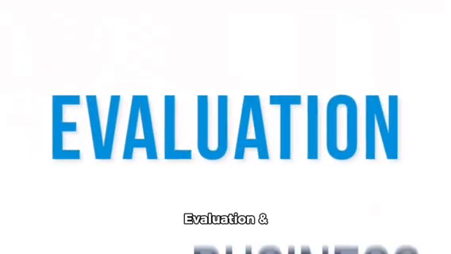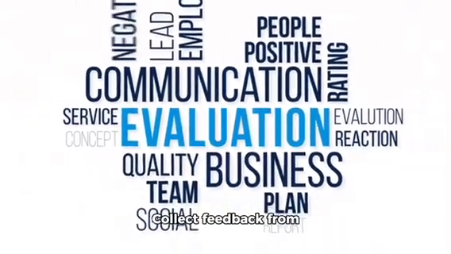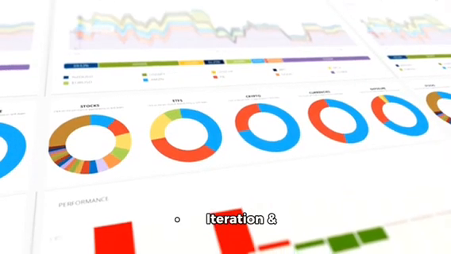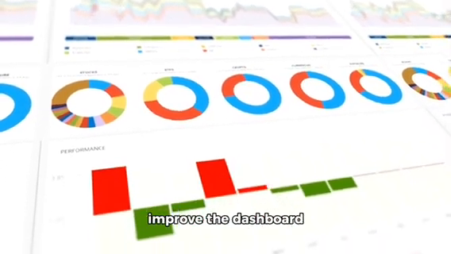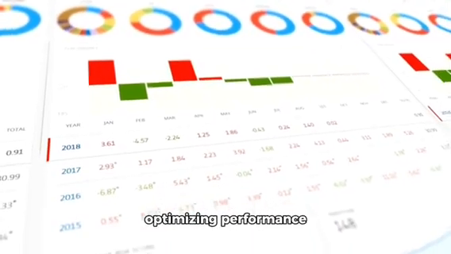9. Evaluation and continuous improvement. User feedback: collect feedback from users to identify areas for improvement. Iteration and updates: continuously improve the dashboard by adding new features, fixing bugs, and optimizing performance.